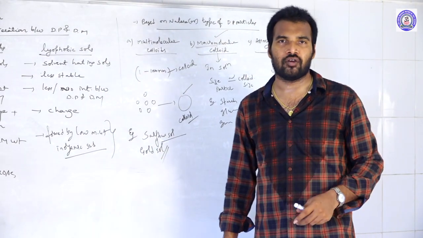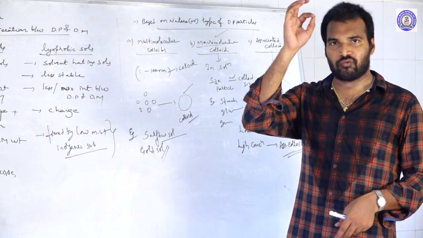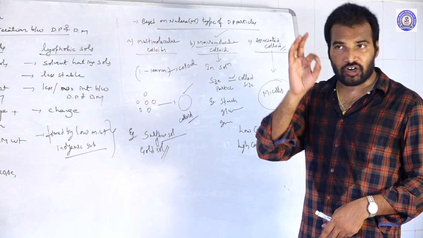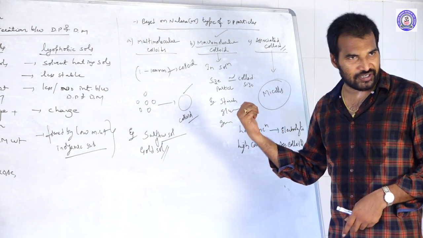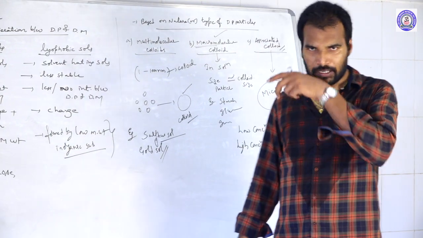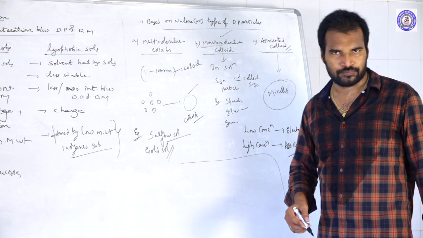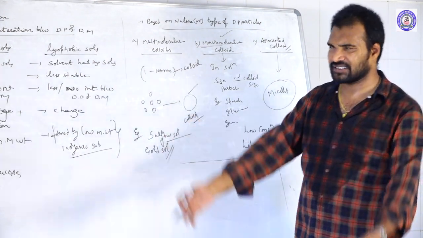That means these colloids form only after a certain concentration, and that minimum concentration required to form a colloid is called the critical micelle concentration. And the temperature at which this micelle formation takes place is called the Kraft temperature. So they may ask you two questions related to micelles. We will discuss what a micelle is in the next part.